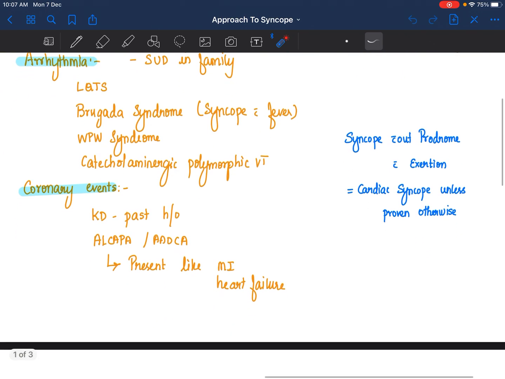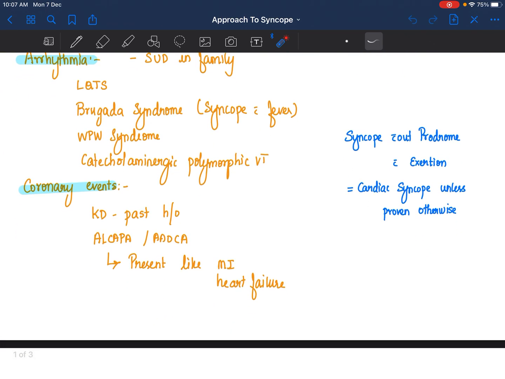Coronary events: see, Kawasaki disease is fast becoming one of the most common acquired heart diseases, replacing your rheumatic heart disease. If there's a past history of Kawasaki disease, you should think of coronary events resulting in a syncope, or an abnormal left coronary artery arising from the pulmonary artery or an abnormal location in the aorta. So those can also result in a syncope. ALCAPA usually presents in younger age groups, in infancy, like heart failure, and in older age groups like chest pain and syncope, which is going to simulate a myocardial infarction.